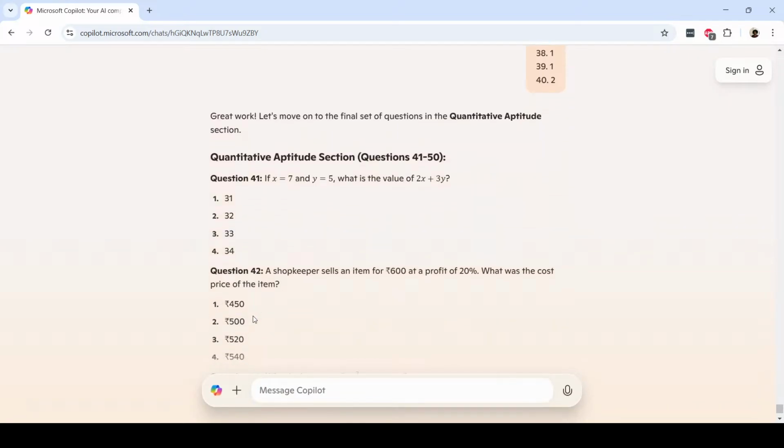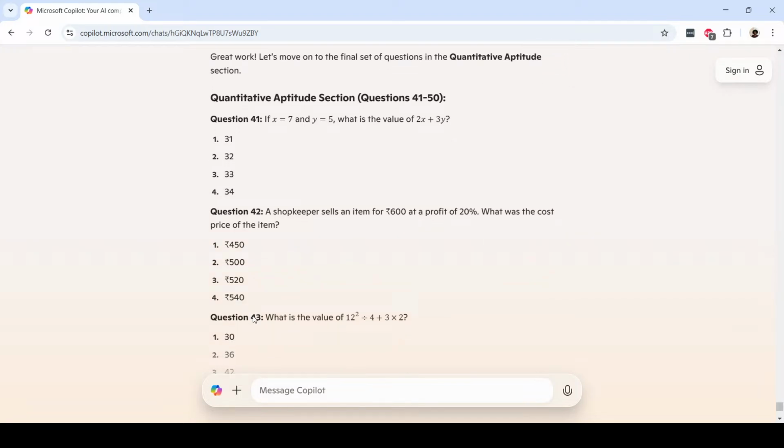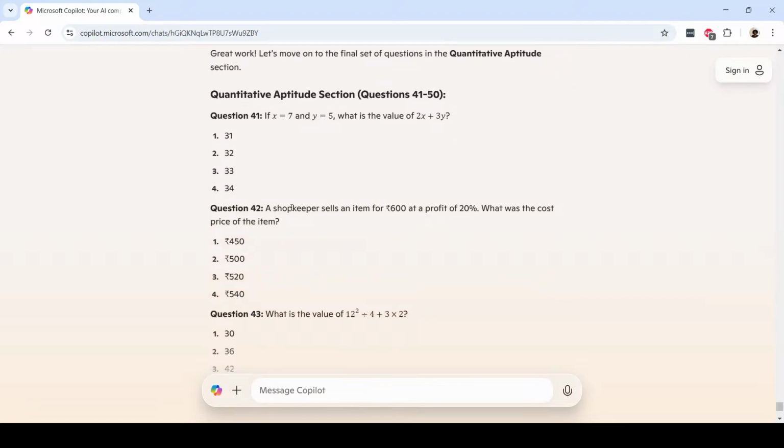The last 10 questions of this, and if this, then what is the value of this? Then it is 29. Oh, 14 plus 15, 29. Again, not an option. So here something is wrong with the AI.